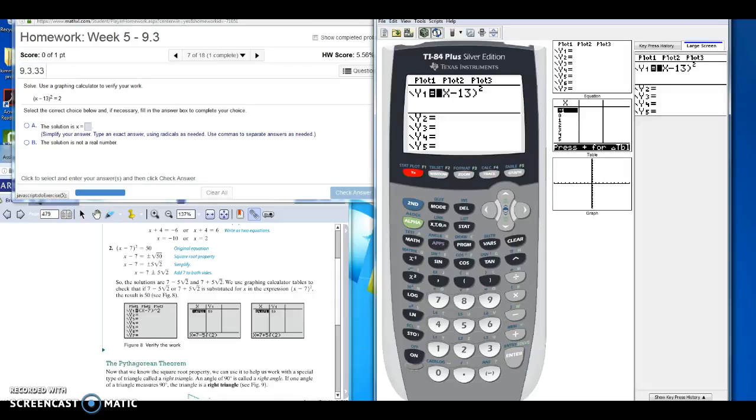This guided tutorial walks you through solving a quadratic equation using the square root method. I am using page 479 of your e-text if you would like to open that. I'm also looking at the problem: solve (x minus 13) squared equals 2. The first thing I'm going to do is go to my graphing calculator and click the y equals button, and I'm going to type in (x minus 13) squared.